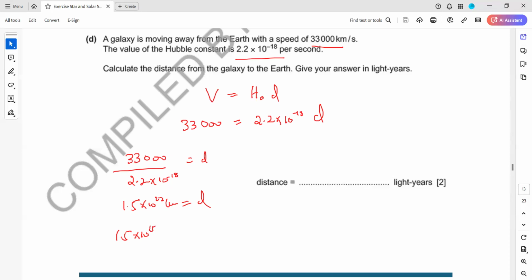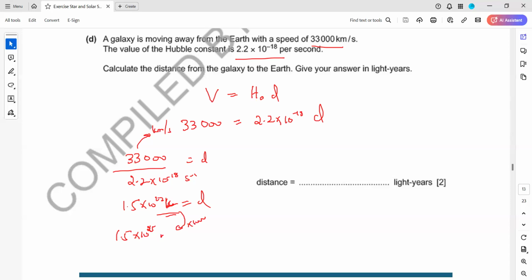This is in kilometer because this is given in kilometer per second and this is given in second inverse. So when we simplify this, the answer is in kilometer. If we want to convert kilometer into meter, we multiply by 1000. So 1.5 exponent 22 multiplied by 1000, you get 1.5 exponent 25.